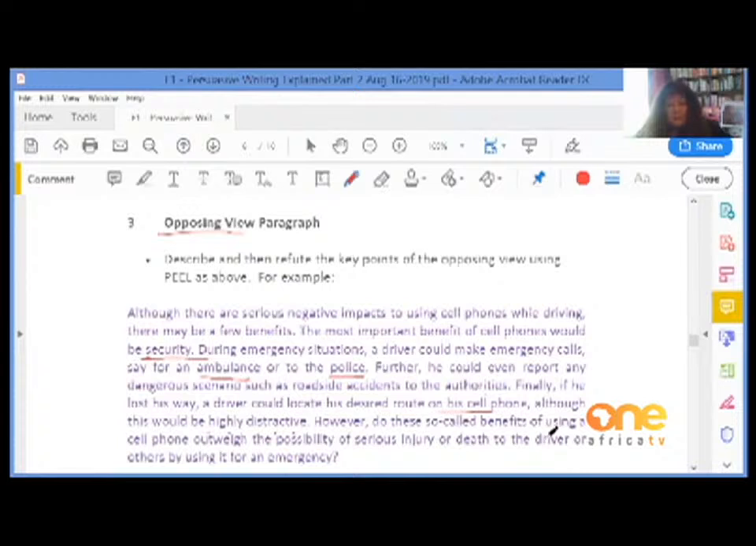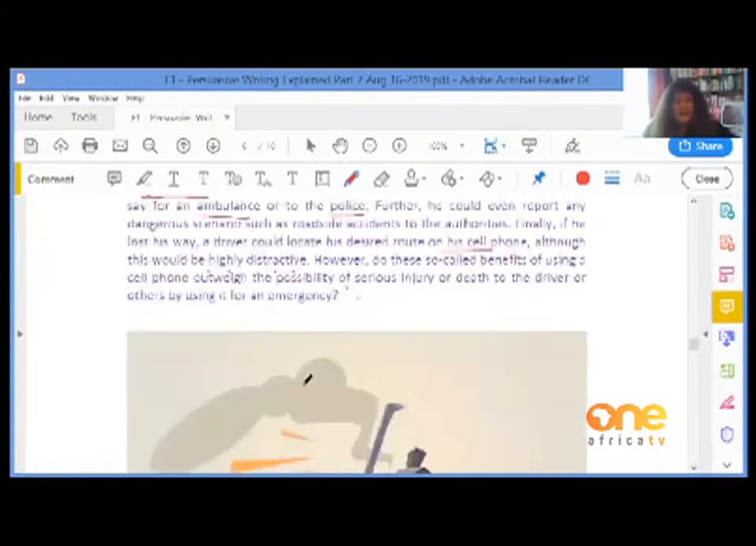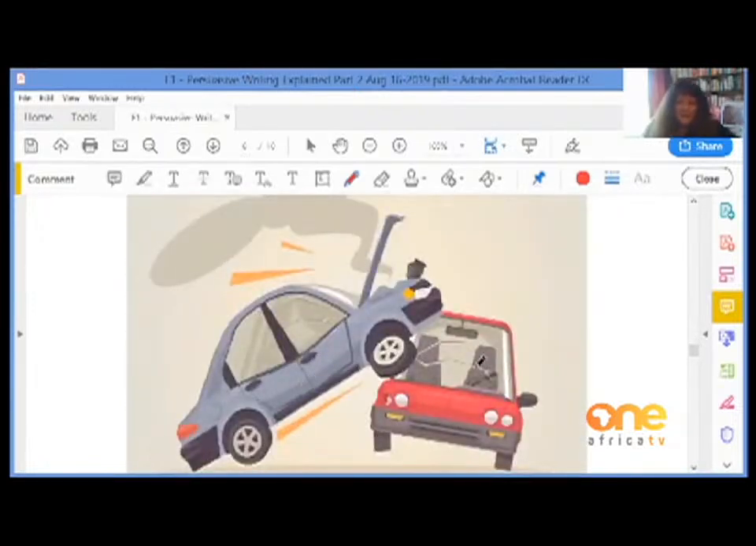However, do these so-called benefits of using a phone outweigh the possibility of serious injury or death to the driver or others by using it for an emergency? You see, there's a rhetorical question. Oh, okay, I guess we're running out of time, almost, yet again. Let's see if we can finalize it. That's what's going to happen.